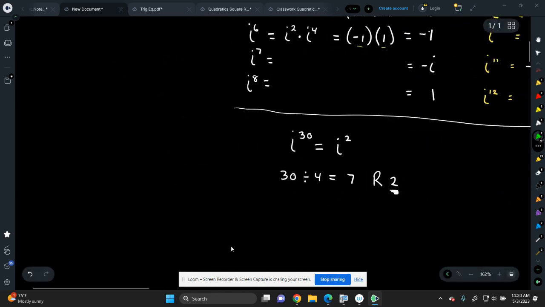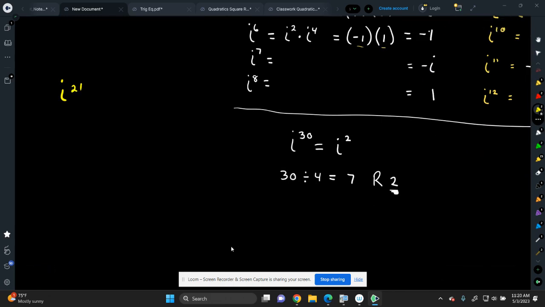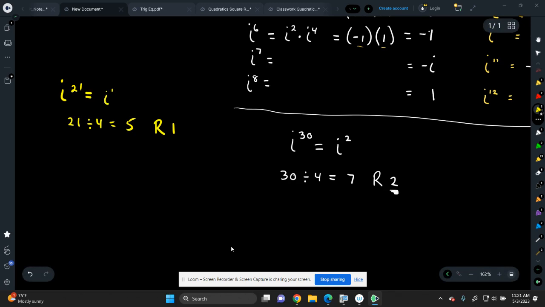Okay, do I to the 21st. Negative I. Okay, so 21 divided by 4 is equal to 5 with a remainder of 1. So this is equal to I to the 1st, which is I. It's just I.